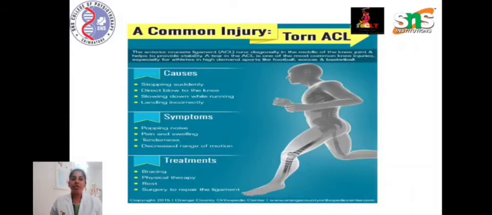A common injury, that is a torn ACL. The anterior cruciate ligament runs diagonally in the middle of the knee joint and helps to provide stability. A tear in the ACL is one of the most common knee injuries, especially for athletes in high demand sports like football and basketball.